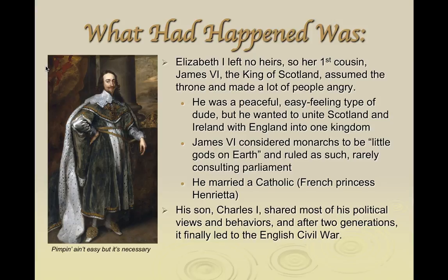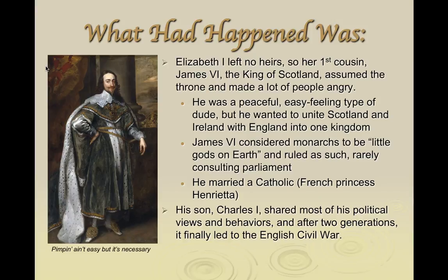All right, so what happened was that Elizabeth I left no heirs during the Renaissance era. And so that meant that her first cousin, James VI, the King of Scotland, assumed the throne in England. And that made a lot of people angry in England. The idea that they would be ruled by a Scottish king was outrageous to them. He became James the First once he became King of England because there had never been an English king named James before. So he was James the Sixth in Scotland, James the First in England.